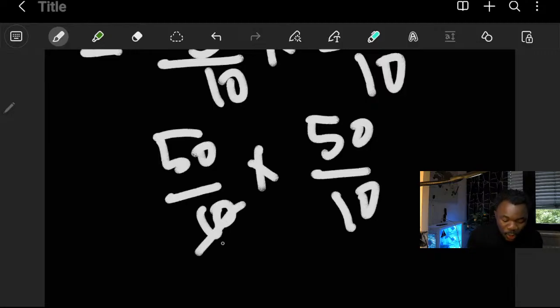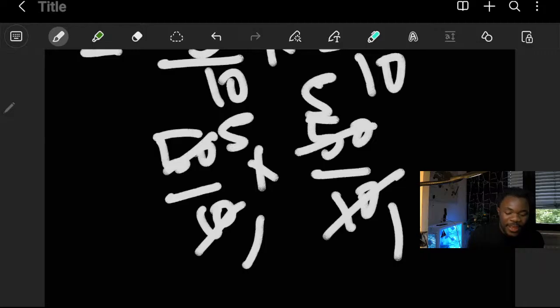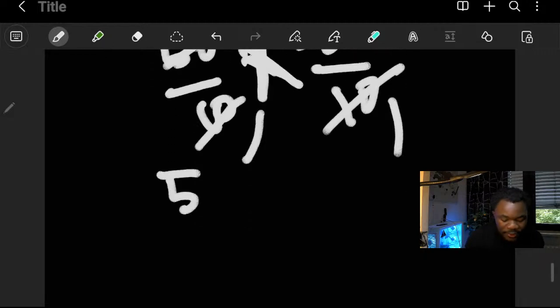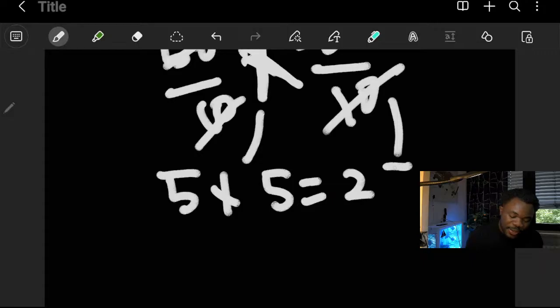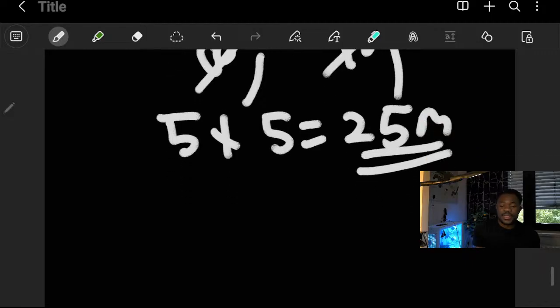So 10 goes here one time, 10 goes here 5 times. 10 here one time, 10 here 5 times. We now have this 5 here and this 5 here with a multiplication sign in the middle. So what is 5 times 5? It's equal to 25 meters. That's it. 5 times 5 equals 25 meters. That's how we got our answer. Very, very simple.